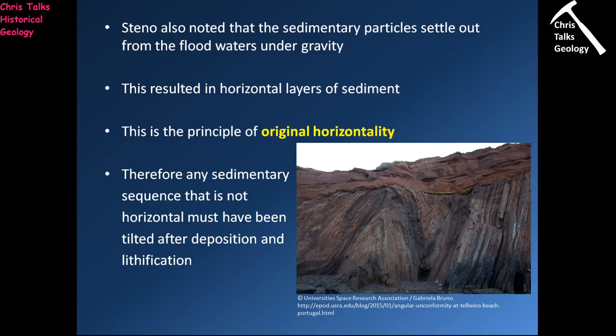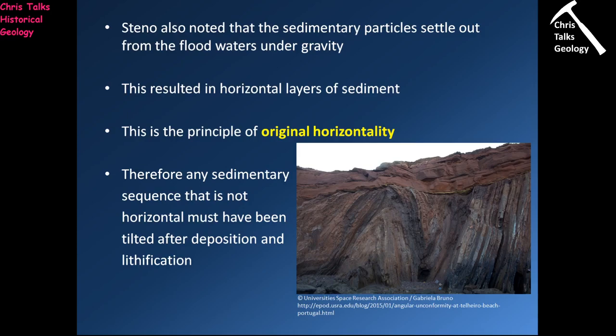So he also noticed that sedimentary particles settle out from floodwaters under gravity, and so this will produce nice horizontal layers of sediment. And so this is the principle of original horizontality. So original horizontality states that because the sediment is deposited as a horizontal layer, when that layer of sediment gets lithified, it will also produce a horizontal layer of rock. Because remember, if you have a layer of sediment and you try and tilt it, well, that layer of sediment is going to slide, isn't it? It won't stay as a nice horizontal layer.